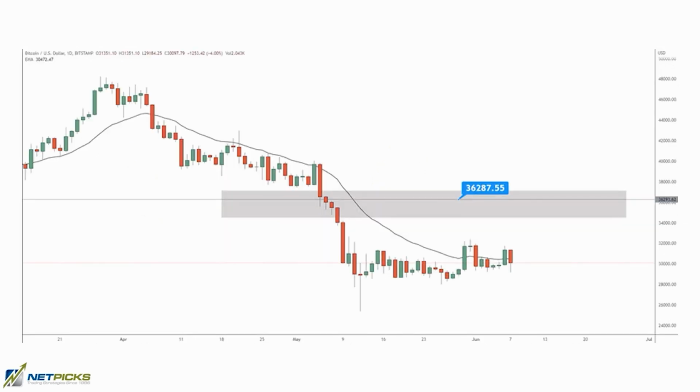On the daily chart, the current area of potential resistance is this right here, 36,287.55. So traders that are using this method will be looking for a rally into this zone, right? Not the exact price point, into the zone.